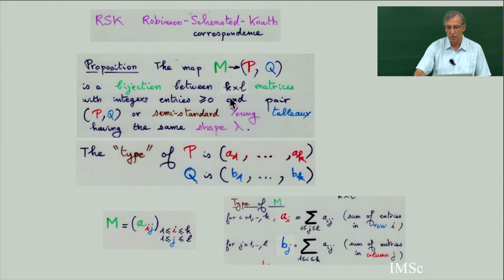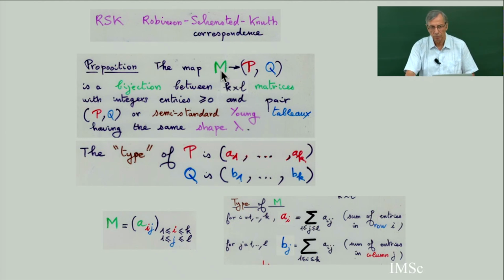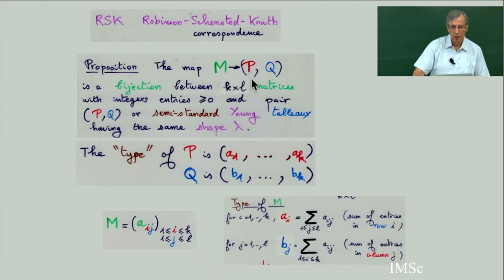So first I state the theorem, which I'm going to prove: what I have here is a bijection between a matrix M and a pair P, Q of semi-standard Young tableaux. The type of P is A1, A2, ..., AK. The type of Q is B1, B2, ..., BK.